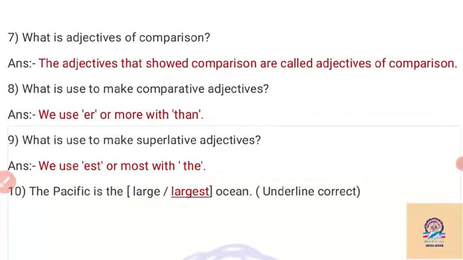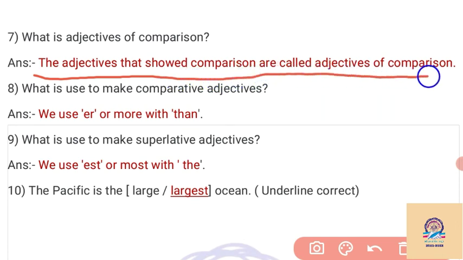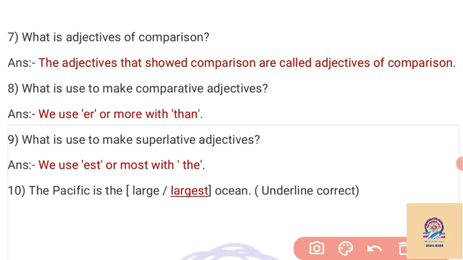Then we can ask, what is an adjective of comparison? The definition is given here: the adjectives that show comparison are called adjectives of comparison. Once again, the adjectives that show comparison are called adjectives of comparison. Then number 8: what is used to make the comparative adjective?